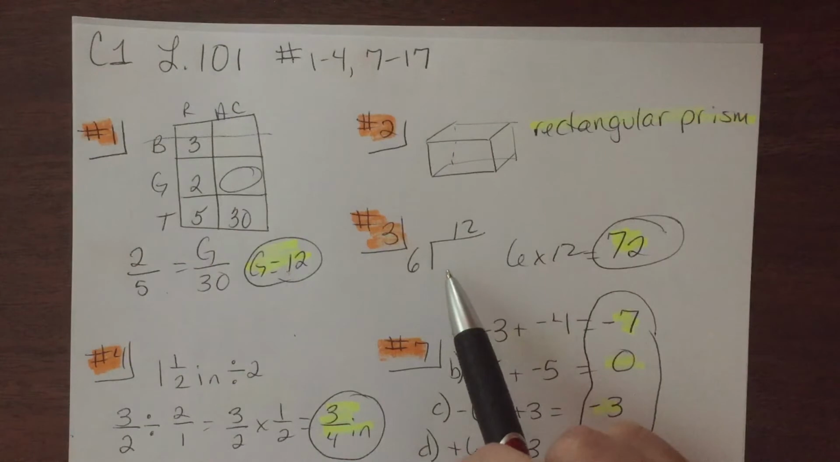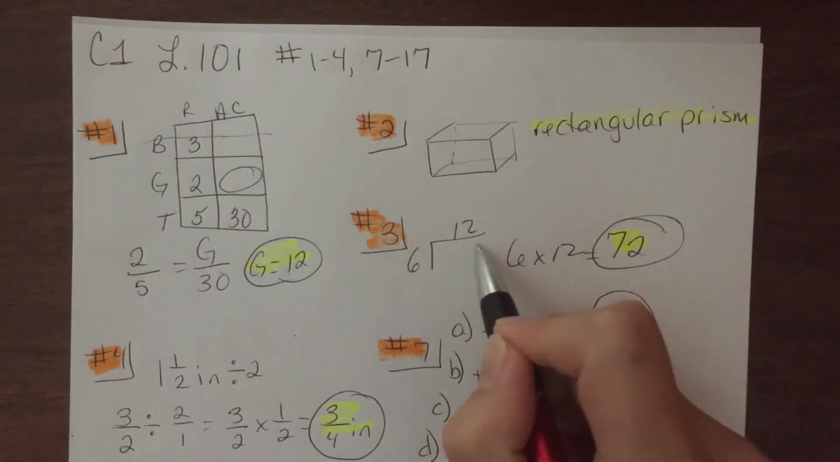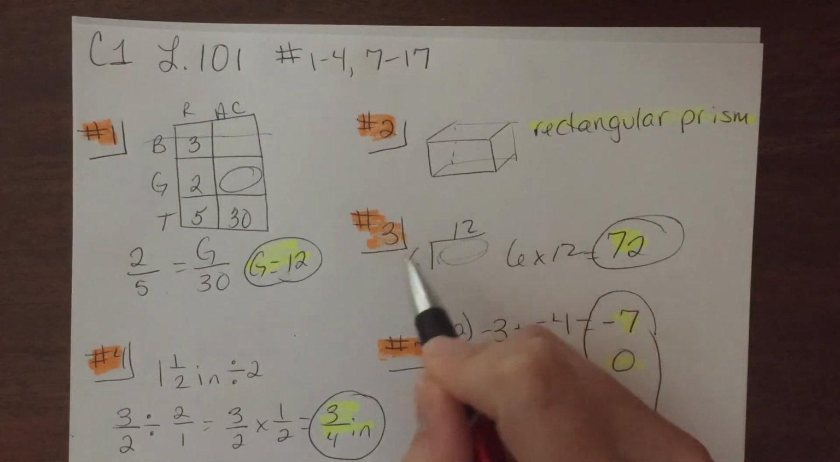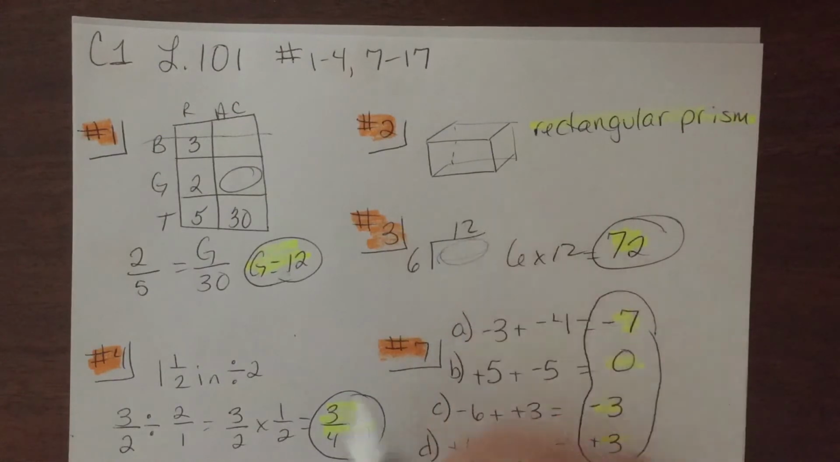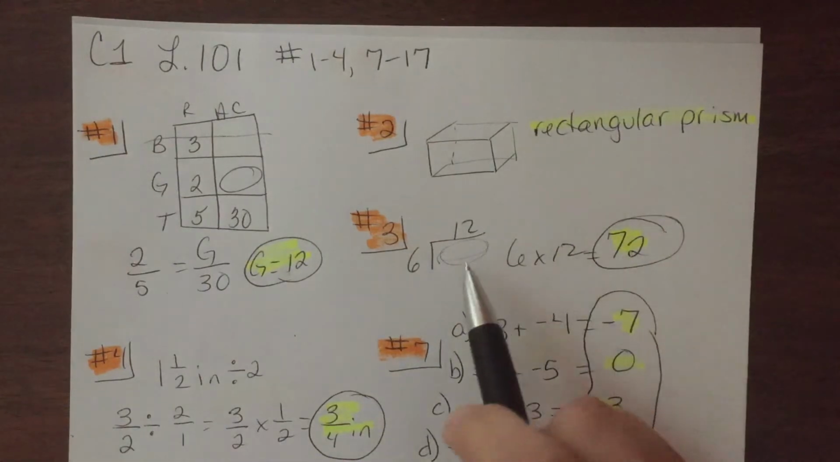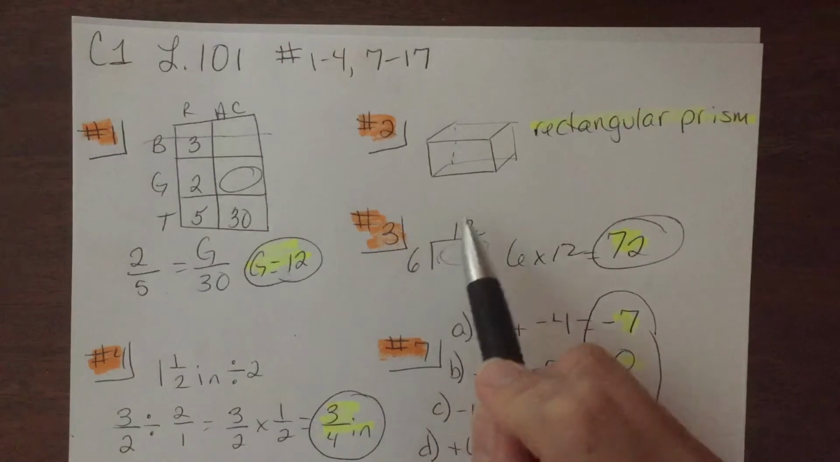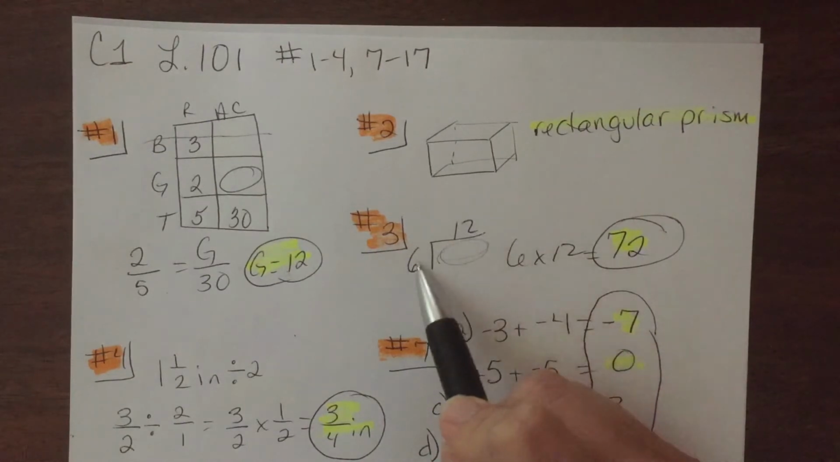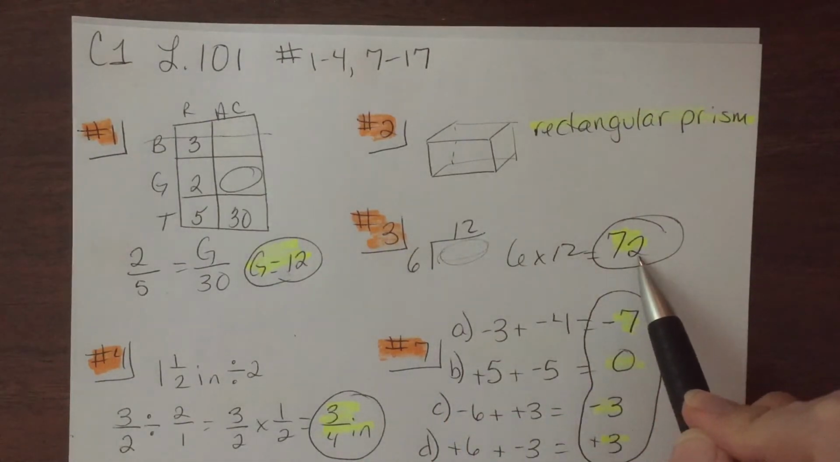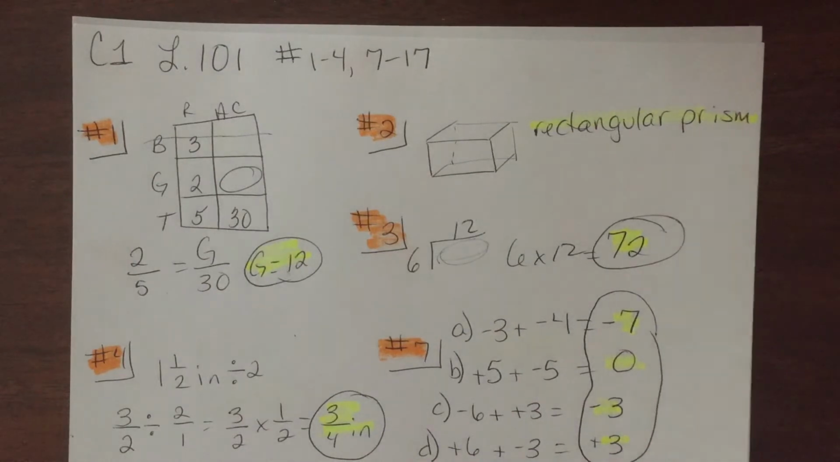Number 3, the average of 6 numbers is 12. So I know that when I get an average, I have to add all the numbers up and divide by the 6, and I get 12 as my average. They want to know what the sum of all the numbers is. Well, I don't know what all the numbers are, but it's very easy to figure out the sum, because whatever the sum is, I divided by 6 to get 12. So if I multiply 12 by 6, my sum must have been 72.